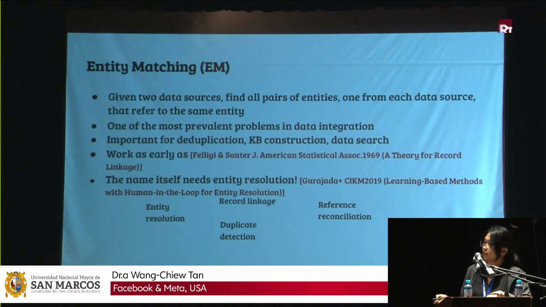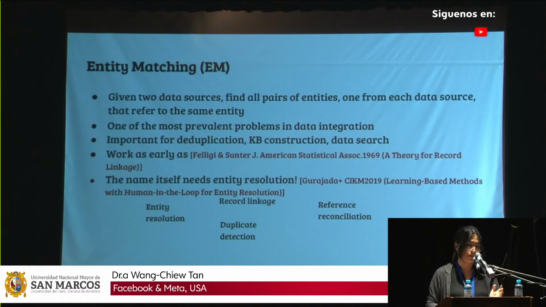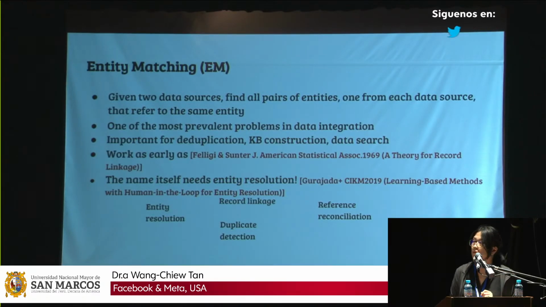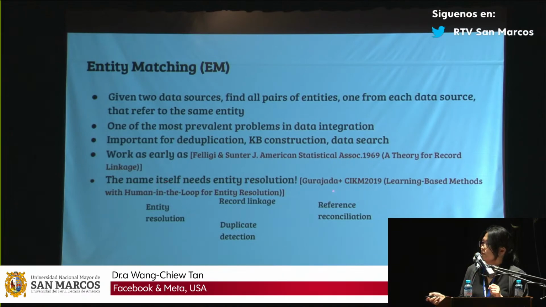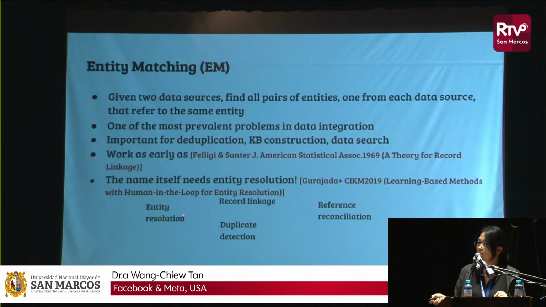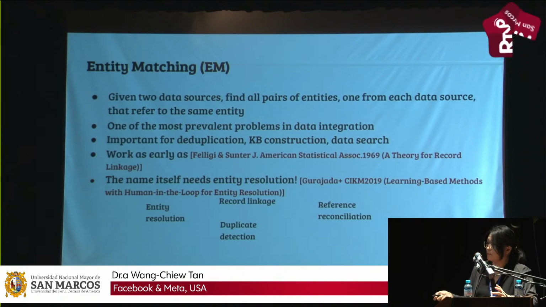So, like I said, it's one of the most prevalent problems in data integration, and it's important because chances are if you do any data work, you end up doing data entity matching at some point, right? One of the papers, Gurajada et al., made an interesting remark that entity matching, the name itself, needs entity matching, because it comes in different forms. It's also known as entity resolution, record linkage, reference reconciliation, duplicate detection, right? Lots of names for it, because it's been around for so long.